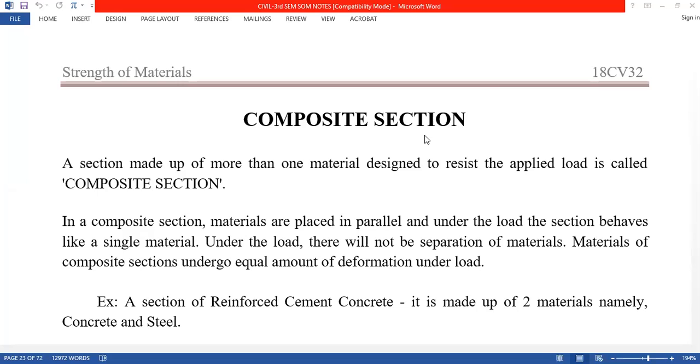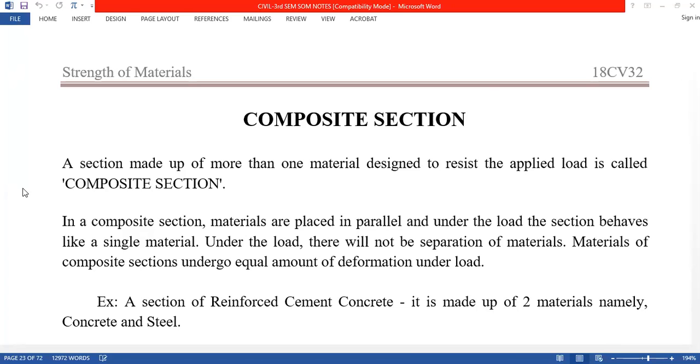This one is our last topic to be discussed in module 1. So in this session, we will discuss the composite section. What do you mean by composite section? What are the stresses developed in a composite section? What are the strains developed in a composite section? And what do you mean by volumetric strain? These are the main important parameters that need to be discussed.